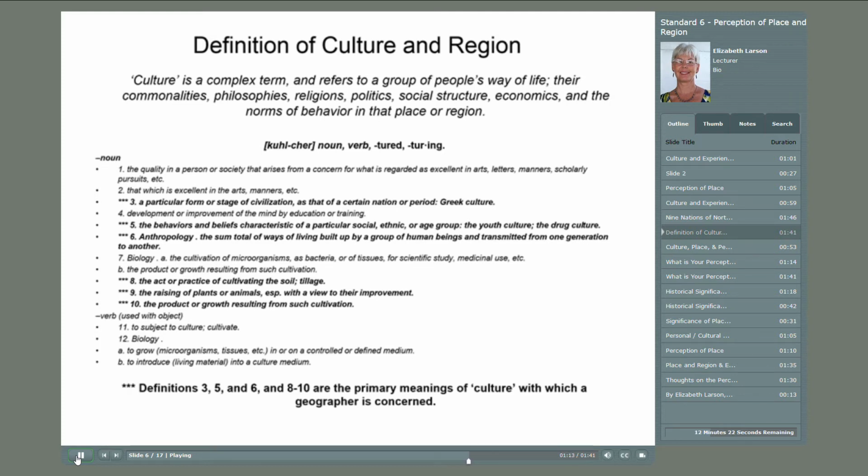Definition 8 is the act or practice of cultivating the soil, tillage. Number 9, the raising of plants or animals, especially with a view to their improvement. And number 10, the product or growth resulting from such cultivation. The way I learned the definition of culture was a simple one-line definition: transmitted, learned behavior.